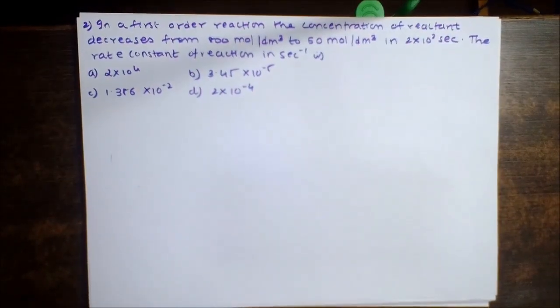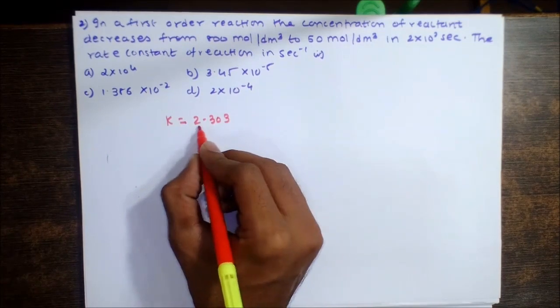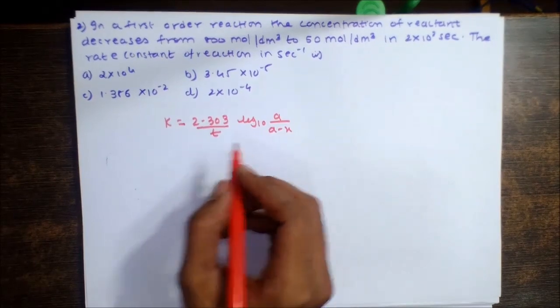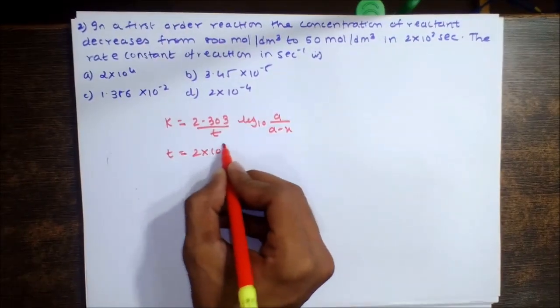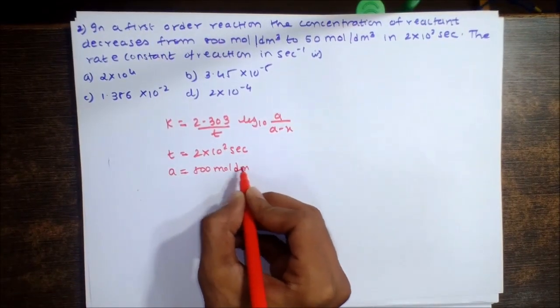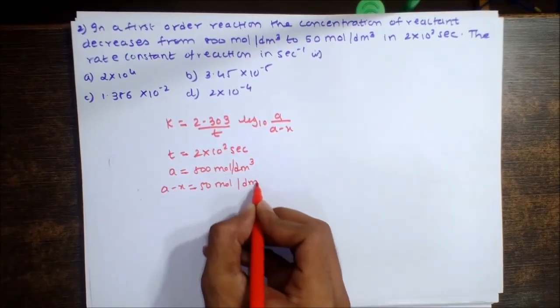Question 2. In a first order reaction, the concentration of reactant decreases from 800 mole per dm cube to 50 mole per dm cube in 2 into 10 raised to 2 seconds. The rate constant of the reaction in per second is. Rate constant is given by the formula k equals 2.303 upon t log to the base 10 a upon a minus x. Here t is given as 2 into 10 raised to 2 seconds, a is given as 800 mole per dm cube, a minus x is given as 50 mole per dm cube.